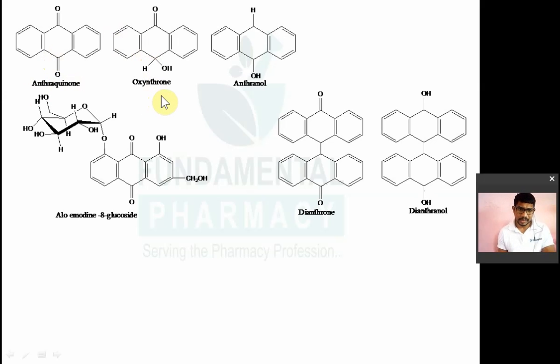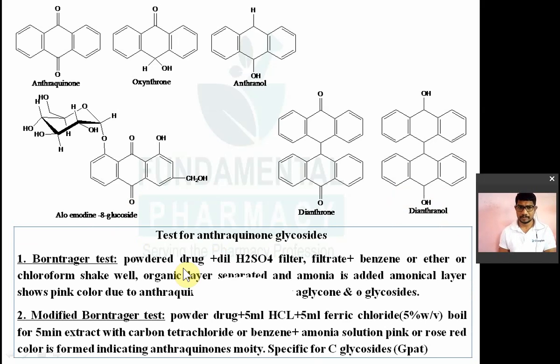So oxanthrone, that is the hydroxylated one. Then anthranol means the alcohol form. So all the anthraquinone glycosides have their side chain from this structure only. Okay. So dianthrone means two anthrones joined together by a bond between 10 and 10 dash. That is a dianthrone. And if it is the alcohol, that is dianthranol. So for example, this is aloe. It is also an anthracene.